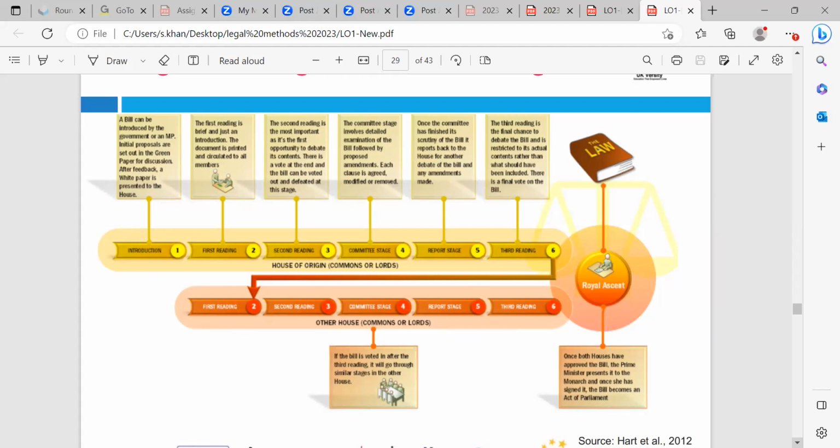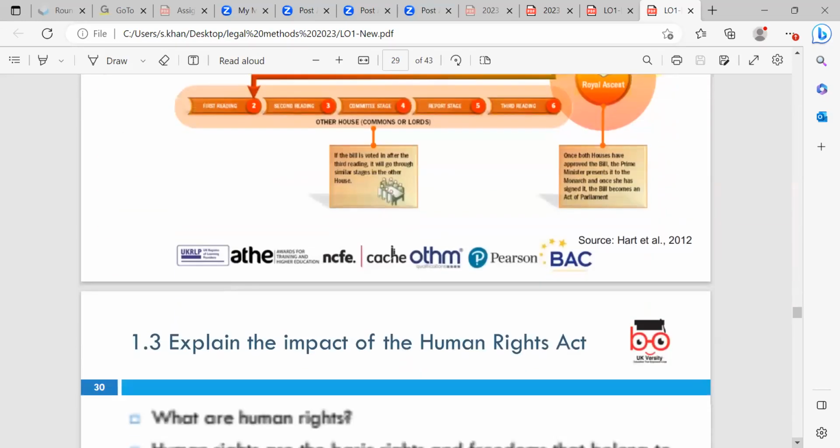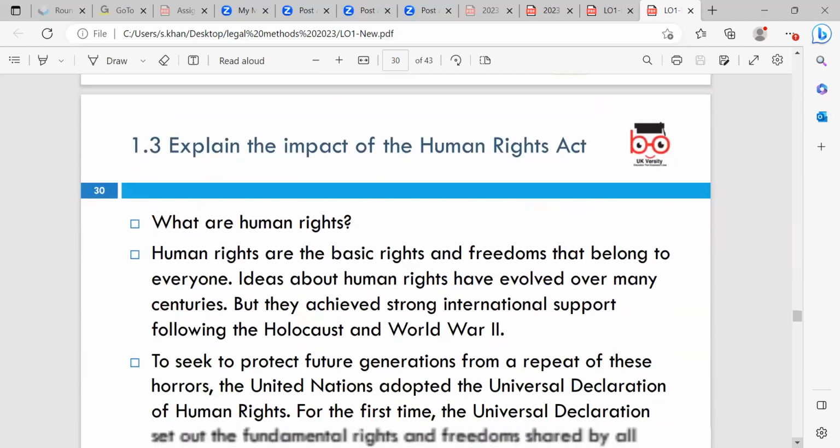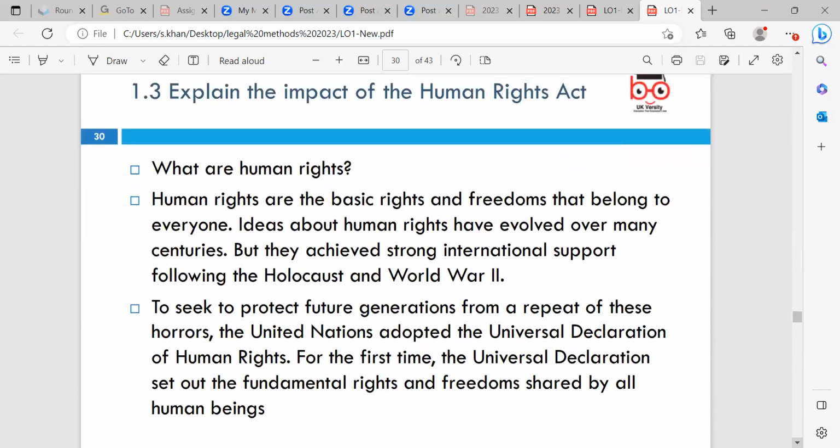Once both parties have approved the bill, the Prime Minister will present it to the monarch, and once he has signed it, the bill becomes an Act of Parliament. So it's quite a lengthy process, but it's a good process to go through. Sometimes it may not be a good law, so they may not pass it. So it needs to go through this process to identify whether it's good to be passed or not. So one point, it's a long process, but it's a good process.